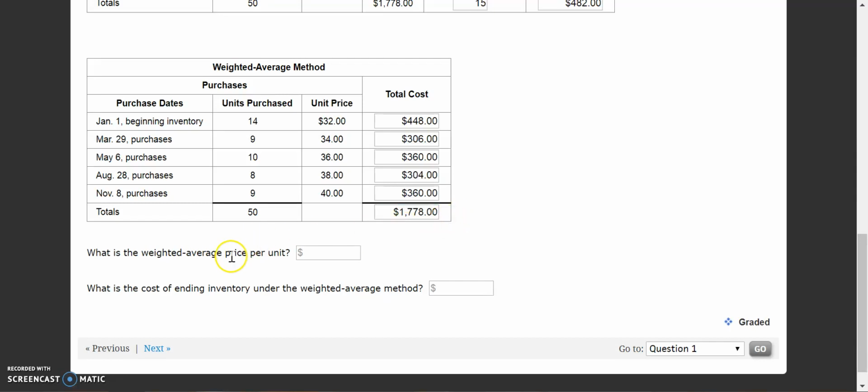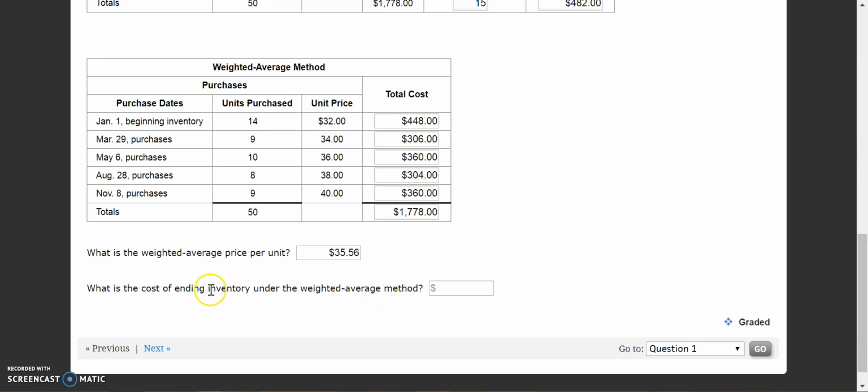Then in order to find our weighted average per unit, remember that we take our total divided by the number of units that we purchased. So we take 1,778 and divide by 50. Let me do that quick. 1,778 divided by 50. Yep, and we get $35.56.